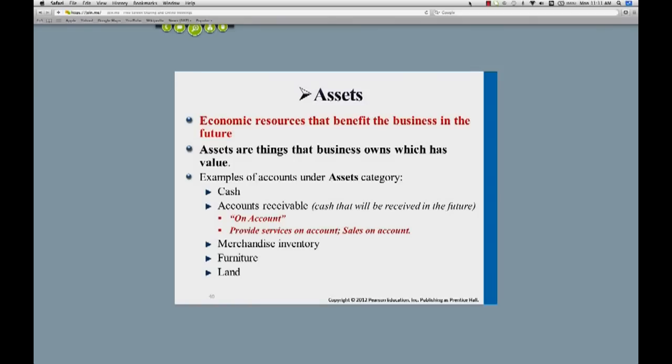And so again, assets, economic resources, would equal claims to economic resources by creditors, and also equity, think of this as claims from shareholders.